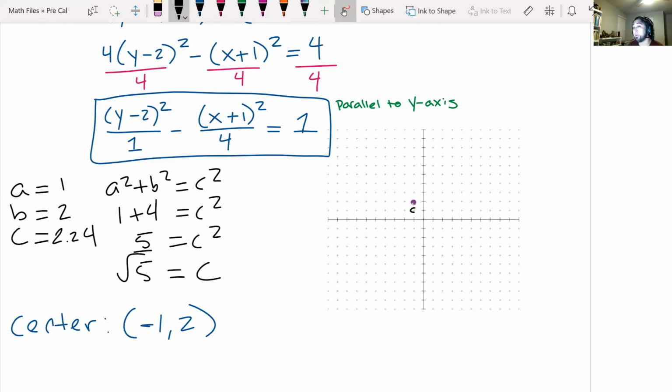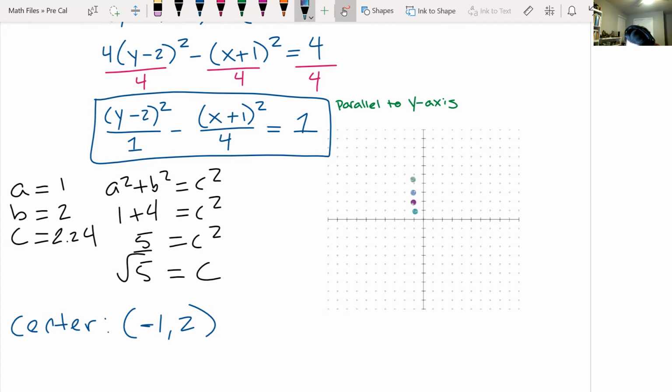And now, since we know A, B, and C, we can find everything else because we're parallel to the y-axis. To find my vertices, I'm going to go up how many spaces from the center? Just 1, because A is 1. Since A is 1, you go up 1 from the center and down 1 from the center. And then to find my foci, we're going to go up 2.24 and down 2.24.